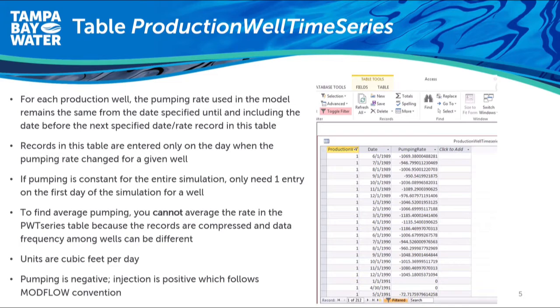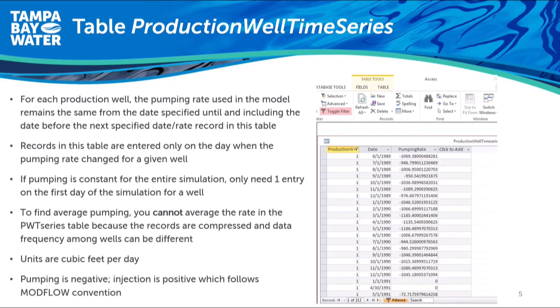Here are some important notes about the production well time series table and the representation of pumping within the IHM. In the production well time series table, for each production well, the pumping rate used in the model remains the same from the date specified in the table entry until and including the date before the next specified date recorded in this table. In other words, there are records in this table only on the day when the pumping rate changes for a given well.